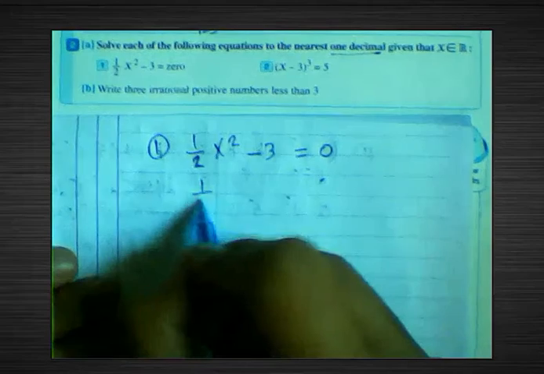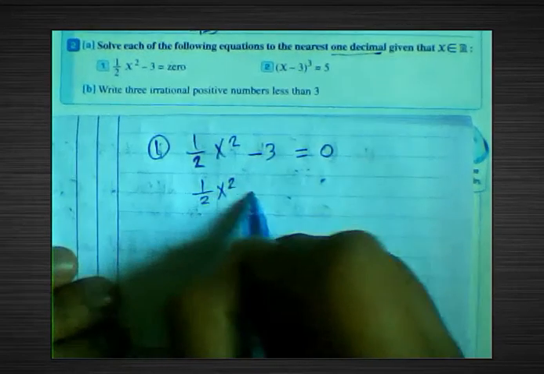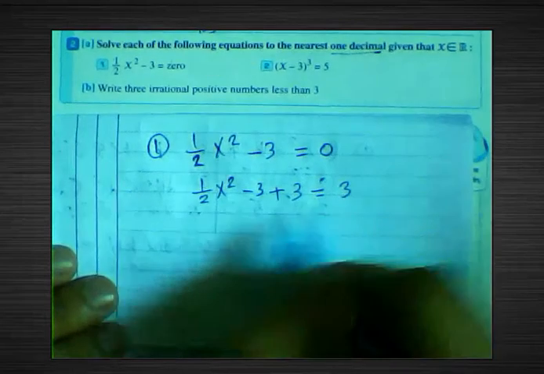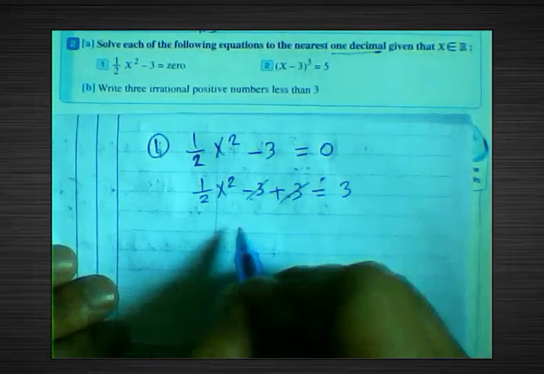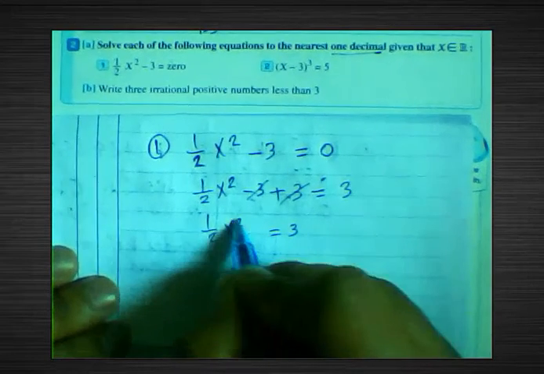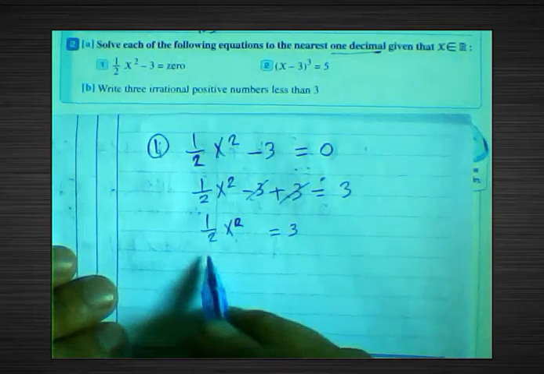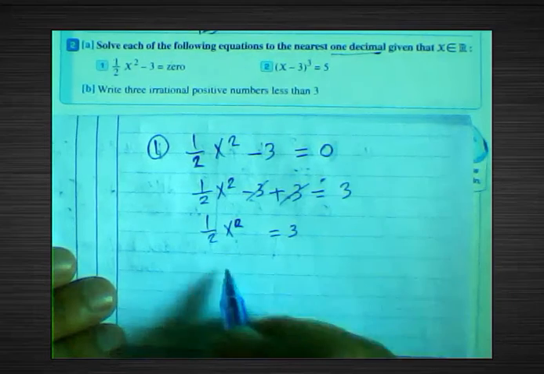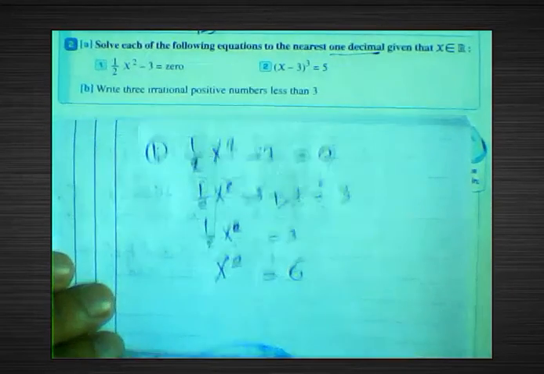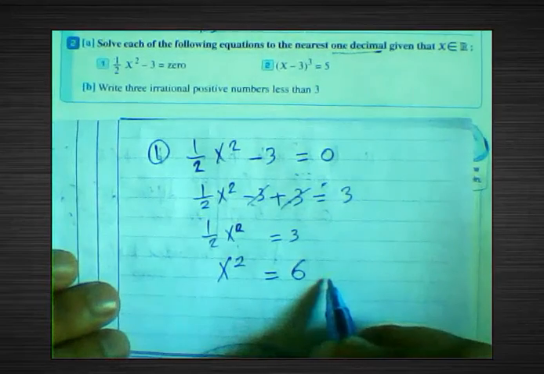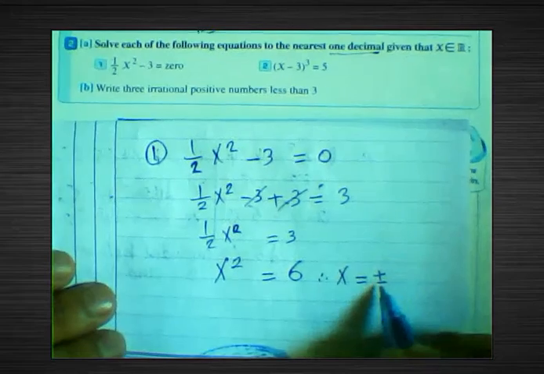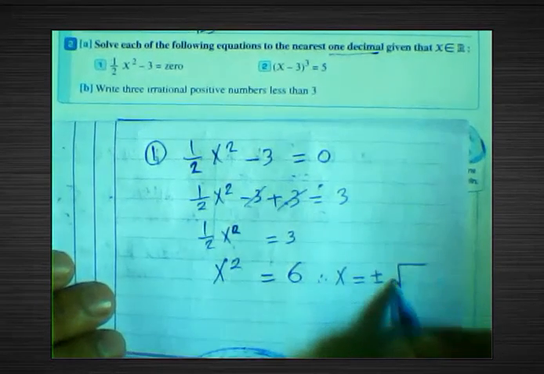We will solve it by adding positive 3 to the left-hand side and the right-hand side. Negative 3 plus 3 equals 0. Half of x power 2 equals 3. We can find the result by multiplying 3 by 2, which equals 6. So x power 2 equals 6. In the last step, x equals positive or negative square root of 6.